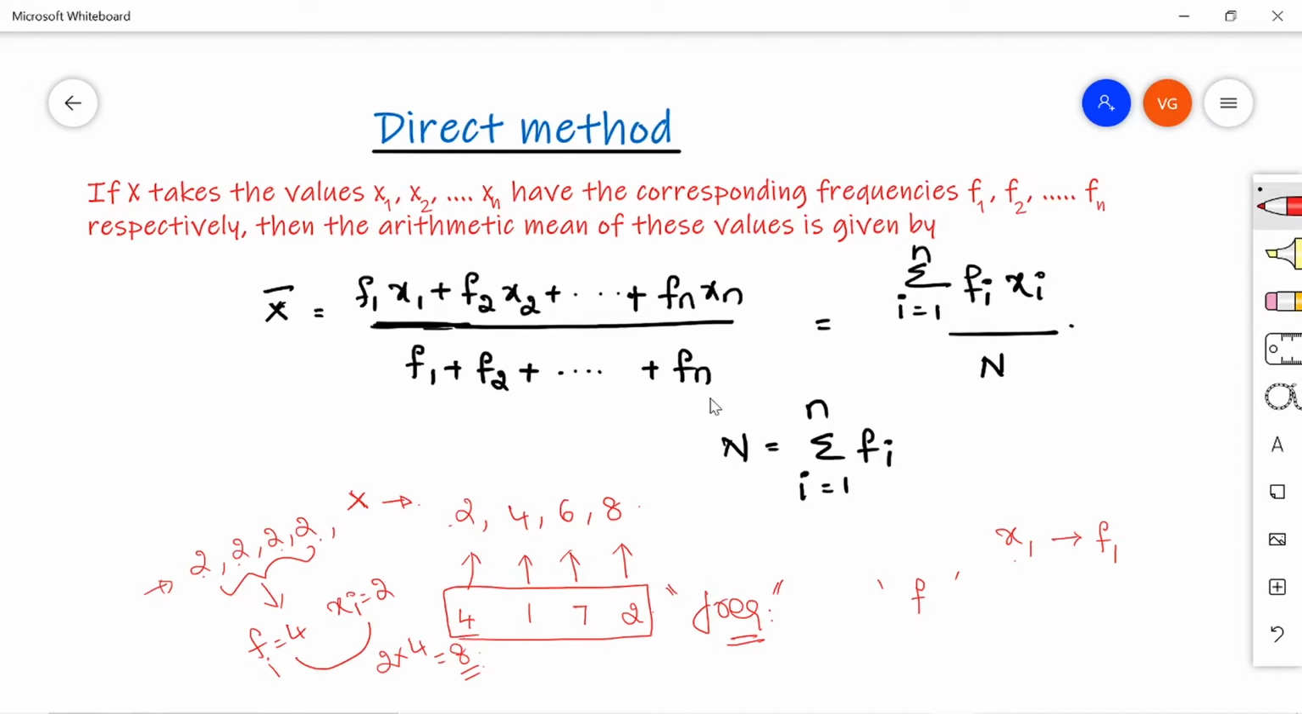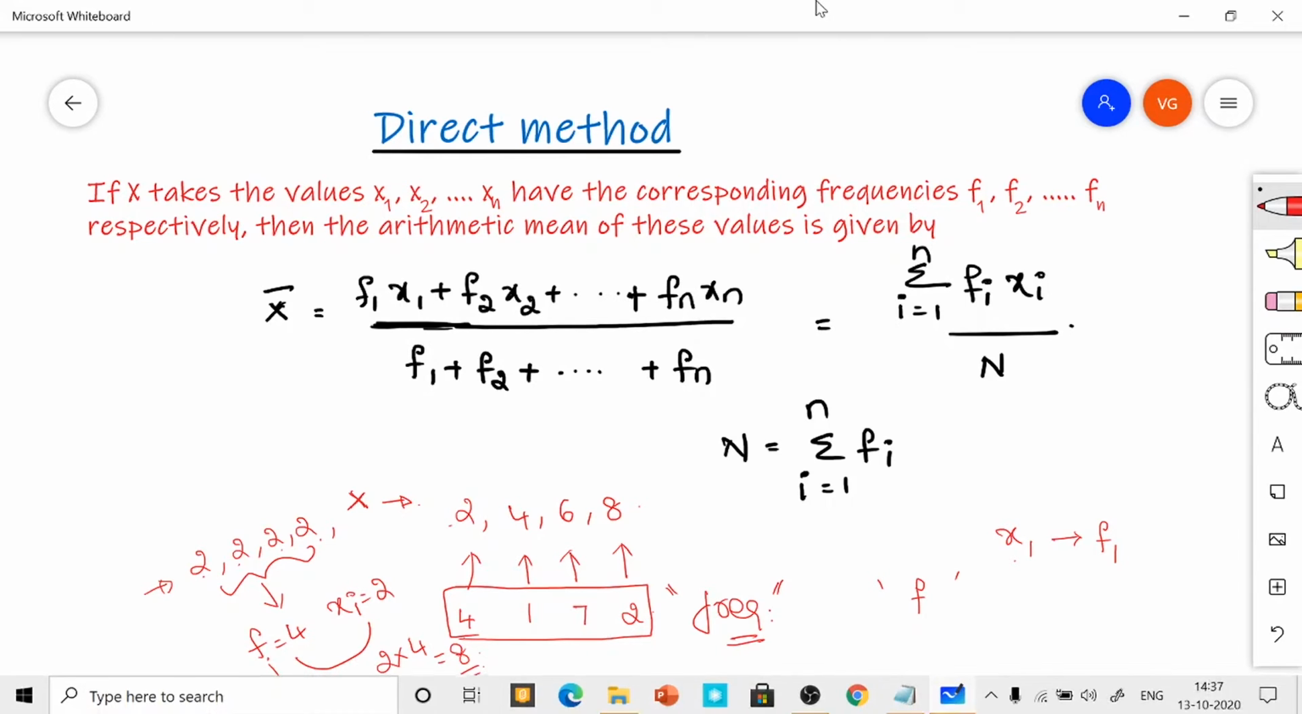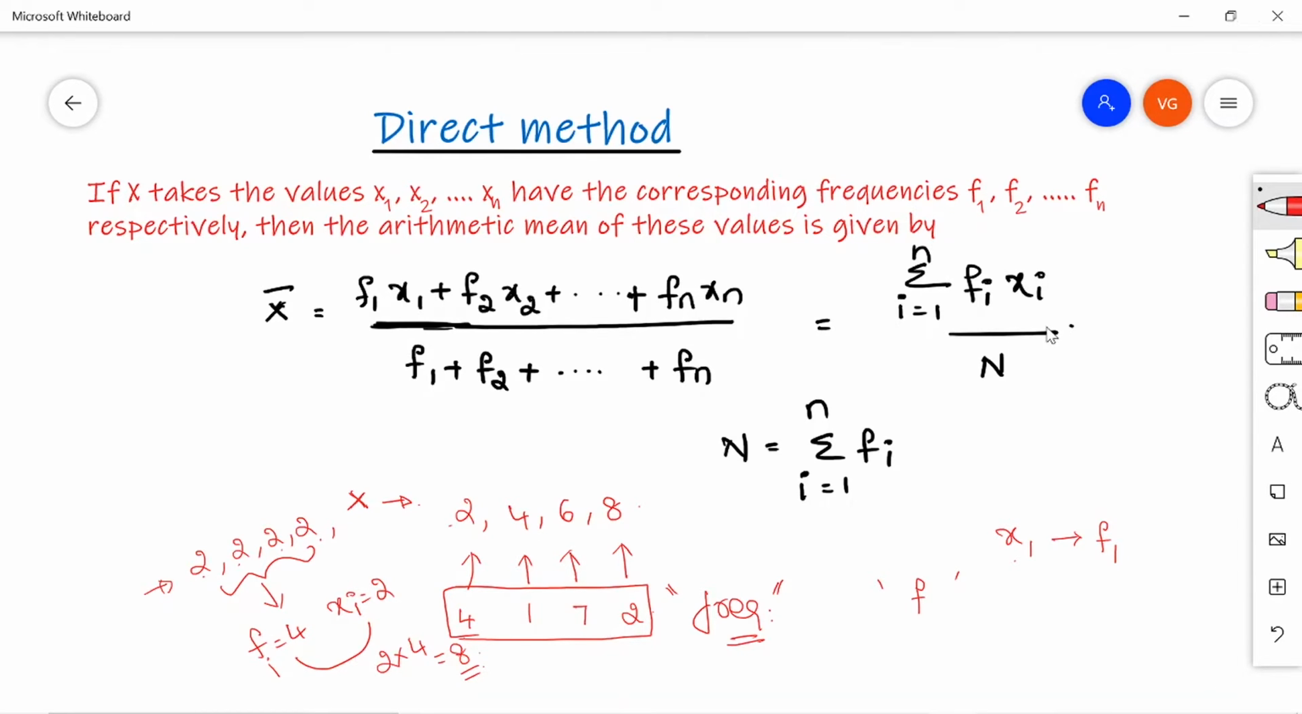This is divided by the sum of frequencies. The sum of frequencies is nothing but the total number of data points, that is n. So simply they write it as sigma i equal to 1 to n of fi xi, divided by n, where n is the number of data points that you are using for this calculation of the mean.